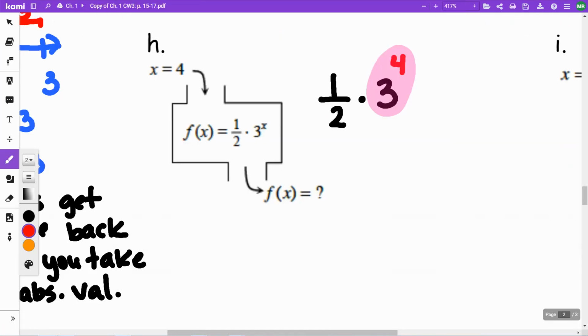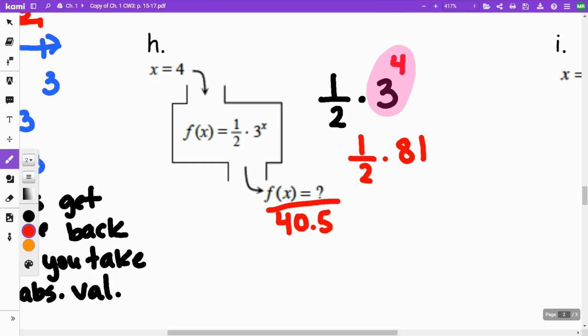Okay. So this is going to be 1/2 times 81. So I'm going to take half of 81. Okay. And half of 81 is going to be 40.5. And that's going to be my answer.